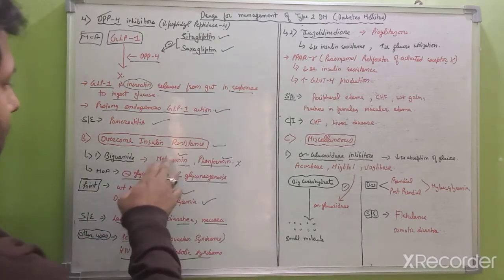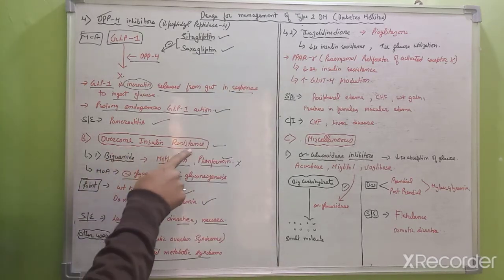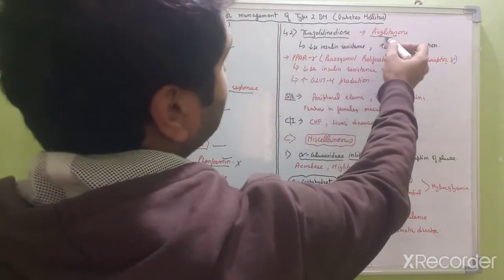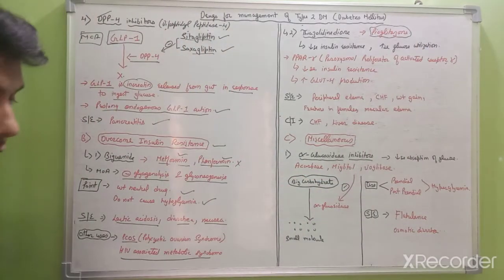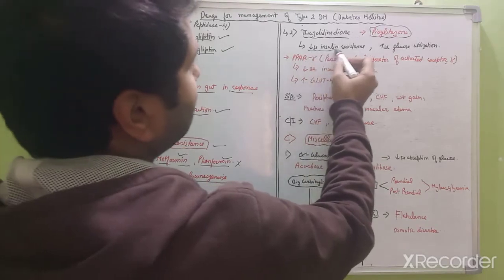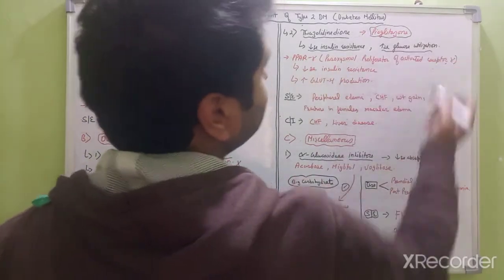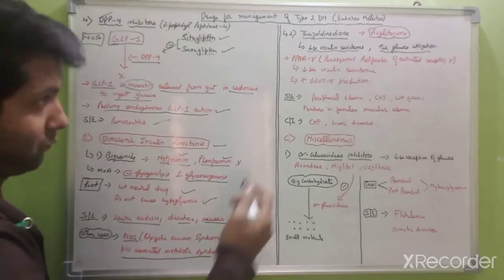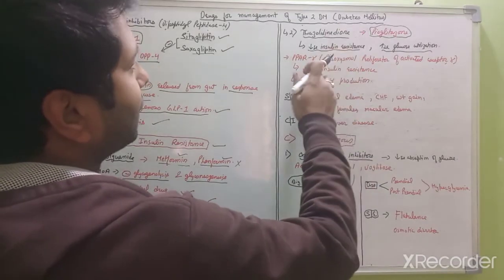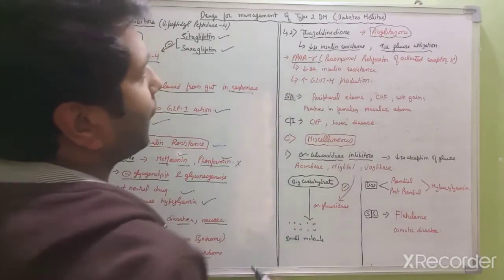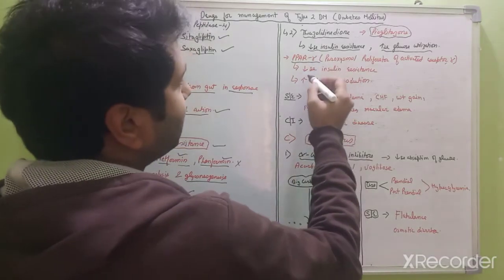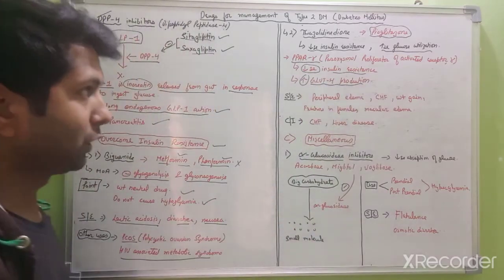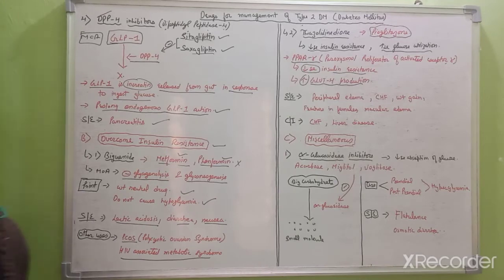In this class that overcomes insulin resistance, the second category is thiazolidinediones. In this category, the drug is pioglitazone. This drug will decrease insulin resistance and enhance glucose utilization. This drug stimulates the PPAR gamma receptors, due to which there is a decrease in insulin resistance and an increase in GLUT4 production. In this way, there is an increase in glucose utilization.